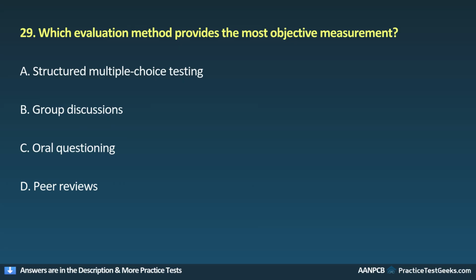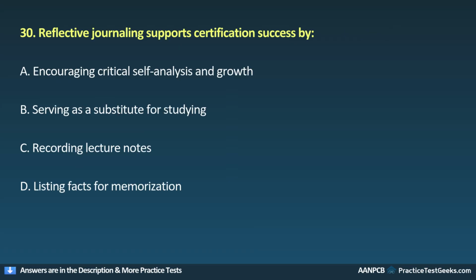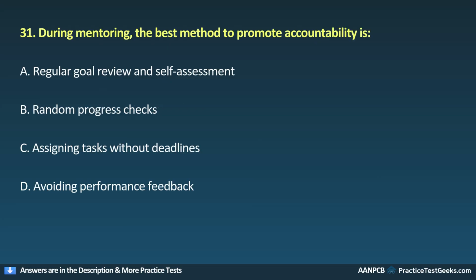29. Which evaluation method provides the most objective measurement? A. Structured multiple-choice testing. B. Group discussions. C. Oral questioning. D. Peer reviews. 30. Reflective journaling supports certification success by A. Encouraging critical self-analysis and growth. B. Serving as a substitute for studying. C. Recording lecture notes. D. Listing facts for memorization.